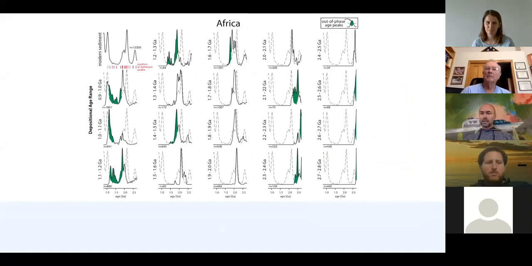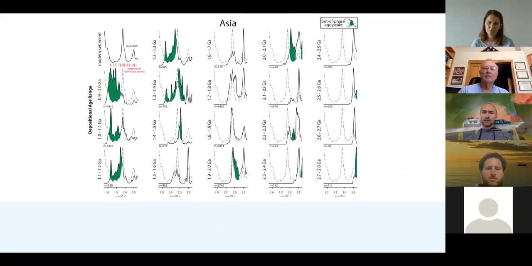If we split this up again into individual continents, now for those of you who are well aware of the regional geology, some of these won't be surprising to you. That we have an out of phase zircon age peak in Africa at about 2.4 to 2.3 billion years ago. Similar here, 2.1 to 2.2. And so in Africa, we see these out of phase age peaks. Asia, similar situation where we see out of phase age peaks.